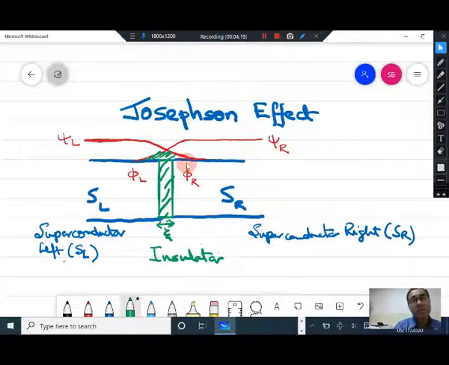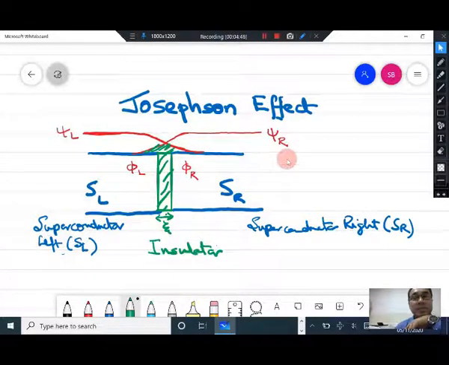In this region there is an interference of these two wave functions, and that will control how much current is present, and how much current you can pass from one end to the other. Also, the phase difference, which is phi L minus phi R or phi R minus phi L, depends on how much voltage you apply across the superconductor. So these are the things that we will discuss and work out in this lecture.